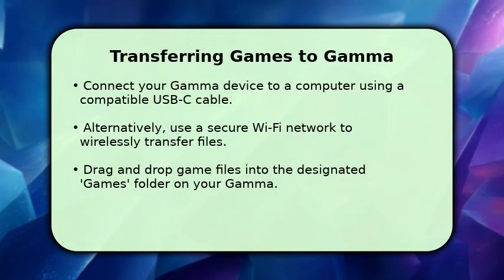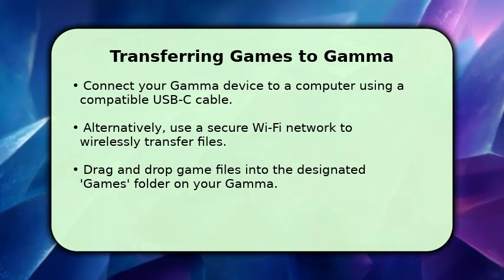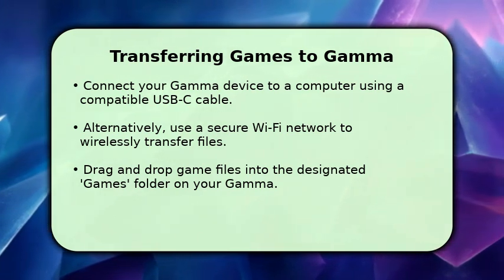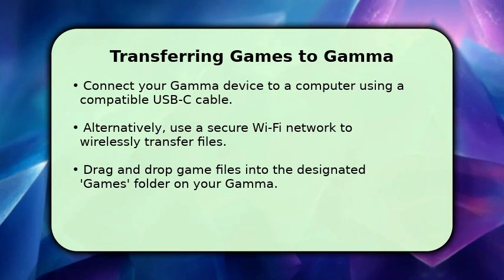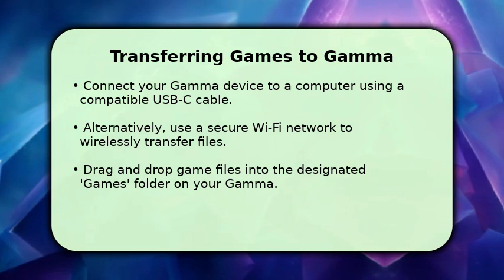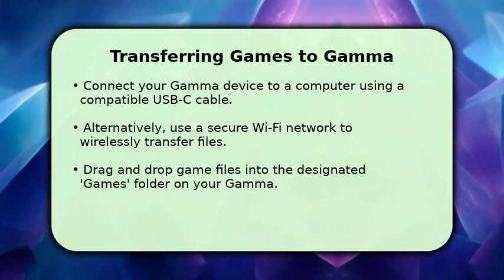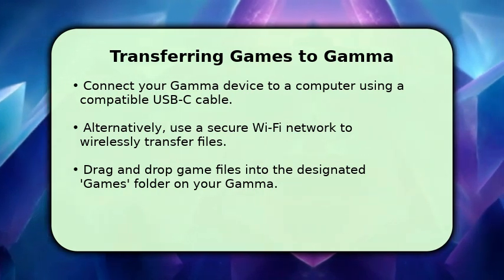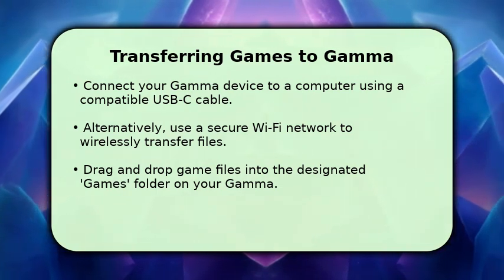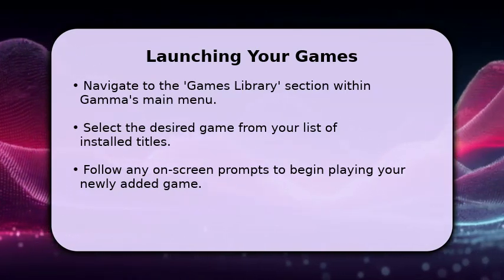Once you have your game files, it is time to transfer them to your Gamma device. You can connect Gamma to a computer using a compatible USB-C cable for a direct transfer. Alternatively, for convenience, use a secure Wi-Fi network to wirelessly transfer files through Gamma's built-in file manager. Simply drag and drop your game files into the designated games folder on your Gamma's internal storage, ensuring they are correctly placed.